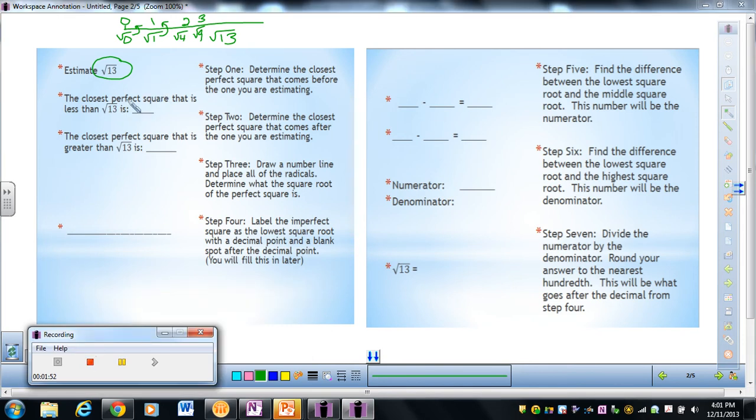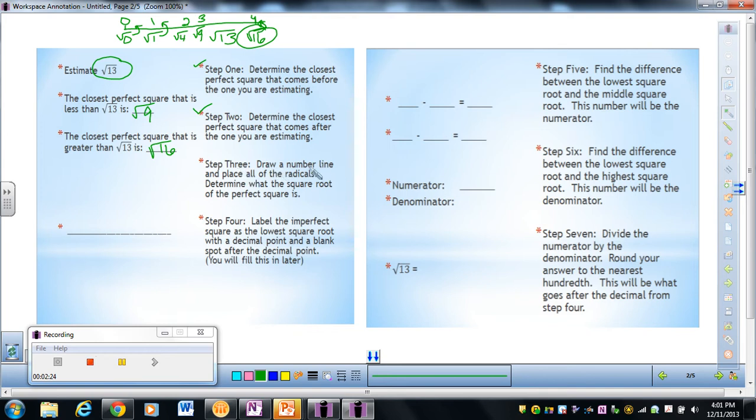So the closest perfect square that is less than the square root of 13 is going to be the square root of 9. That takes care of step 1. Step 2, determine the closest perfect square that comes after the one that you're estimating. If I do 4, then the square root of 16 is 4, so that one must come next. So I've got the square root of 16, which is my next perfect square after the square root of 13. That takes care of step 2.